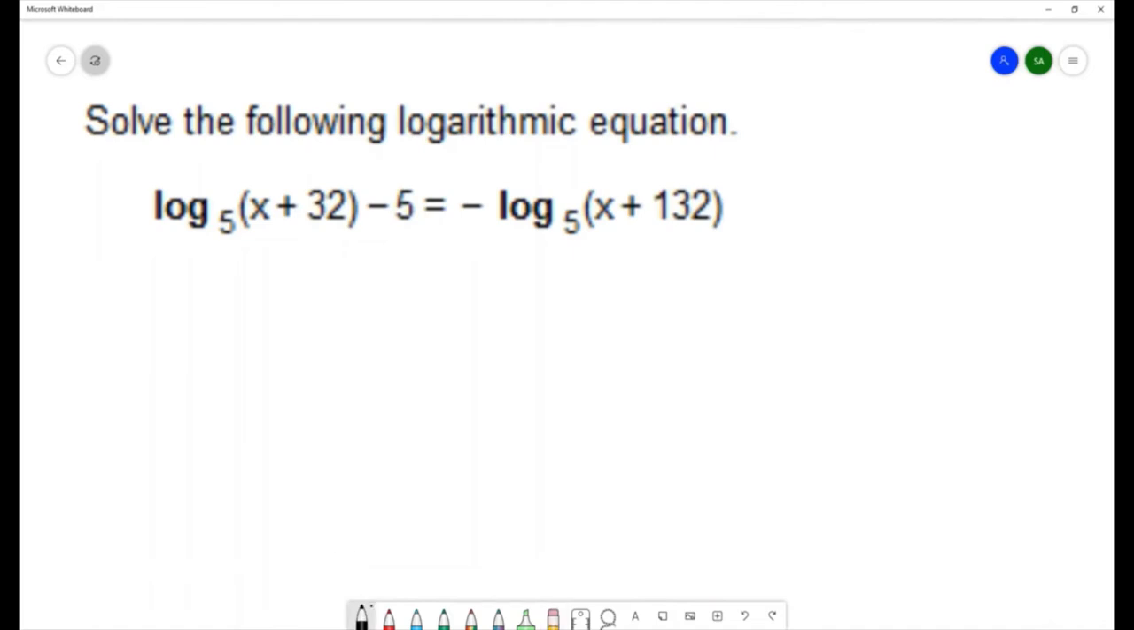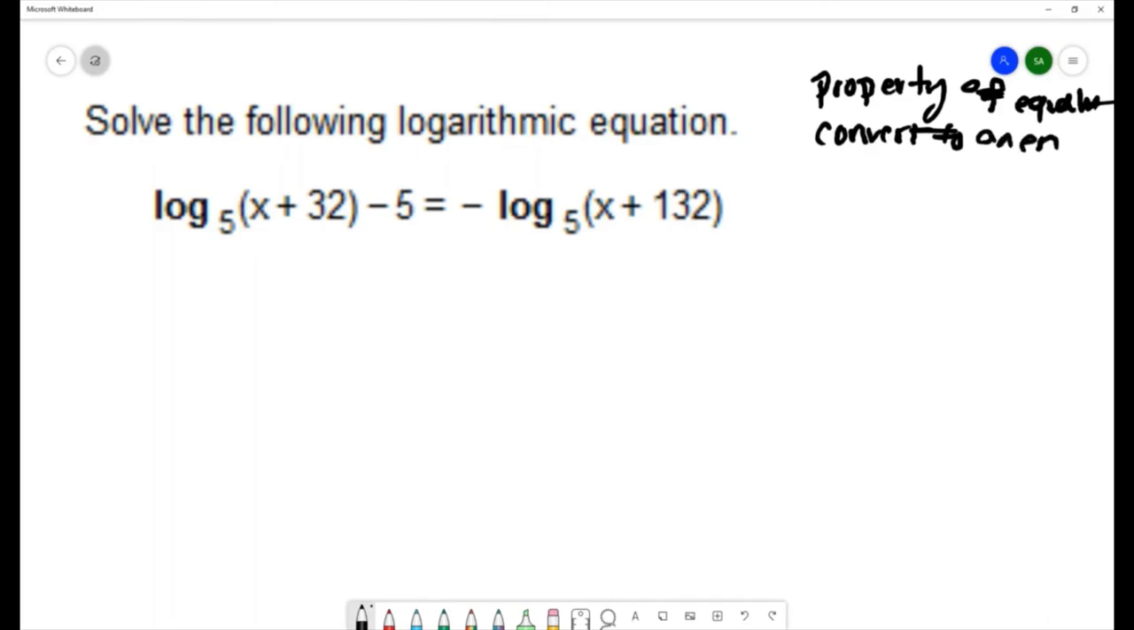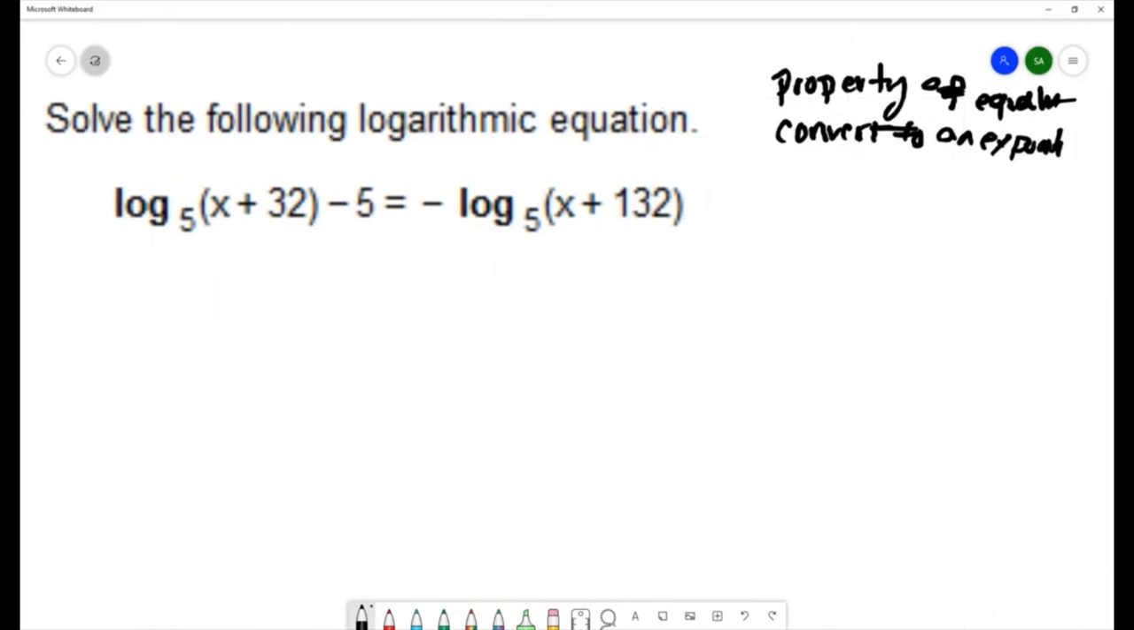And the two strategies are using the property of equality or to convert to an exponential. When I think about these two strategies, the property of equality, let's write POE, requires that I have a log base b on the left and log base b on the right. And when you have that, you can say that m equals n. What's inside the log on the left is equal to what's inside the log on the right.